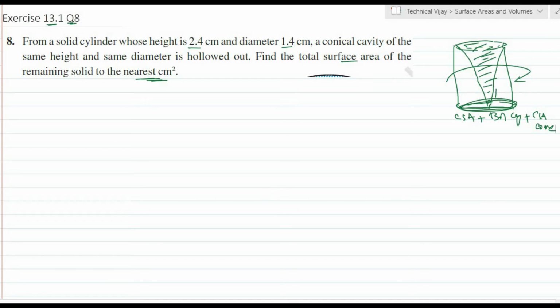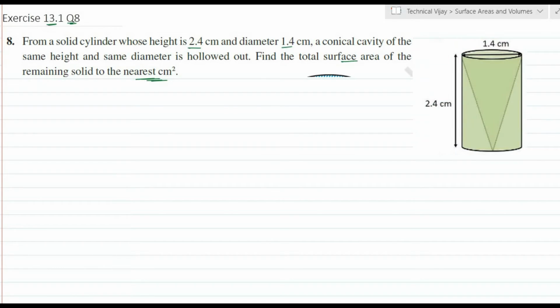So I will put a neat diagram here. This is the cylindrical portion. 2.4 centimeter is the height and 1.4 centimeter is the diameter. Here this conical shape has to be taken out, carved out. So now, how to calculate the surface area?